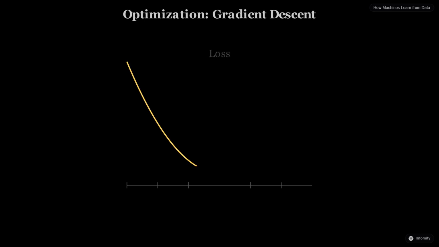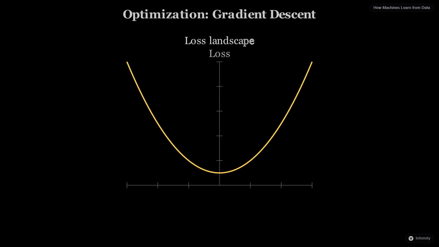Knowing how to measure error, how do we improve our model? This is optimization, and a key algorithm is gradient descent. Imagine the loss function as a mountainous landscape. Our goal is to find the lowest point, where error is minimal. Gradient descent repeatedly takes small steps in the direction of the steepest downward slope. This process guides our model's parameters towards minimizing loss, making predictions more accurate.